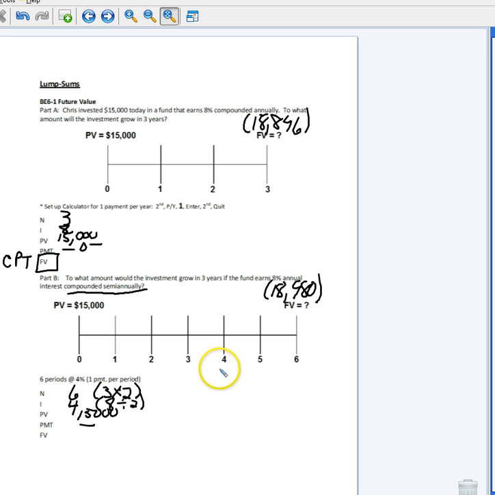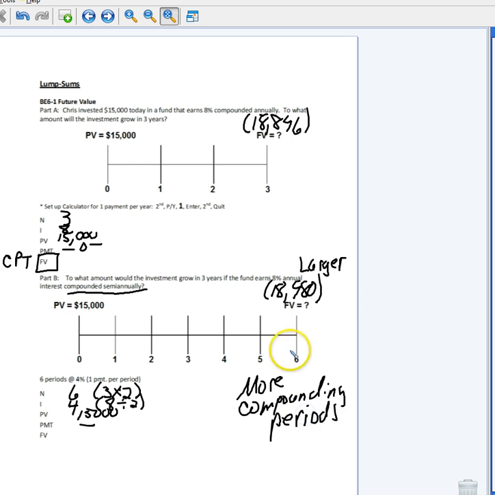$18,980. So here's the question. I realize it's not a negative; I'm just showing it as cash being withdrawn. So we get a larger amount. Why is that? Well, it's larger because there are more compounding periods, so there's more opportunity to earn interest on interest. So the more compounding periods we have, the larger our lump sum or future value will be. And again, notice I'm calling these lump sums because I have a lump amount today and a lump amount in the future.